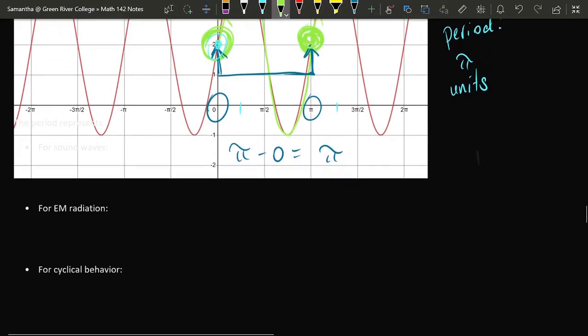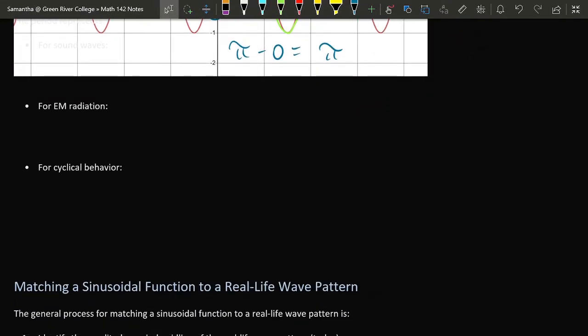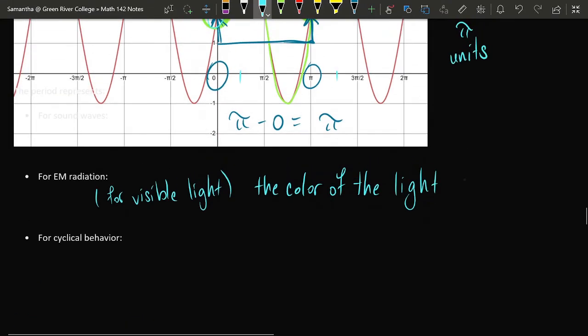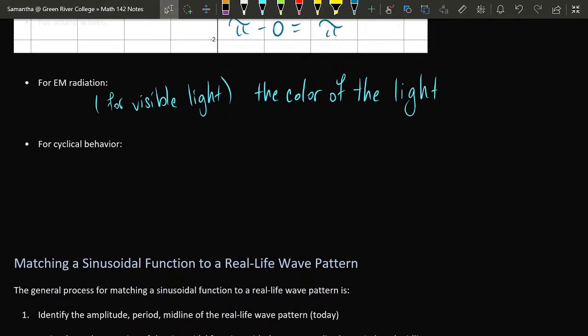Now, what does period represent for real-world waves? Let me focus on light. The period will affect the color of the light. For sound waves, the period of the wave affects the pitch of the sound. For cyclical behavior, it's the amount of time for the cycle to repeat.